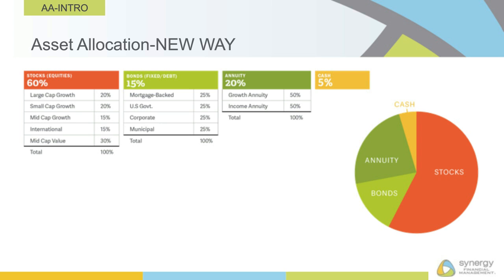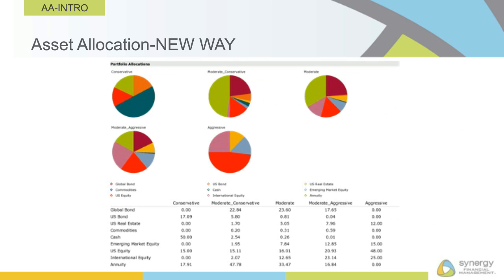Now we're actually looking at the allocations of the portfolio. These are the portfolios that were on the efficient frontier I showed you a moment ago. Let's jump down to the bottom. We see the annuity as an asset class. In the conservative portfolio, this optimization algorithm said we should use 17.91% annuity. The moderate conservative portfolio recommended 47.78. The moderate portfolio recommended 33.47. The moderate aggressive was 16.84. And as I alluded to earlier, the aggressive portfolio had a 0 weight to the annuity.